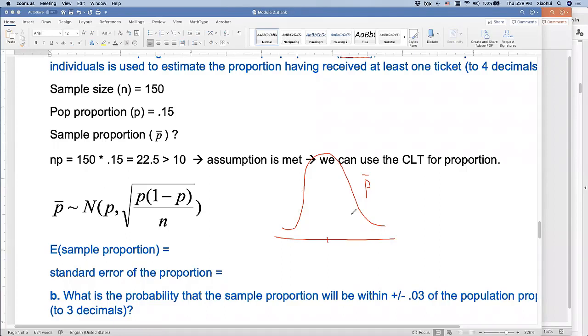And this bell curve, it's just like any bell curve, any normal distribution, it has a center to it. And the center of this bell curve is just gonna be at P. And for our problem, this P is nothing but 0.15. Students get confused because they think, wait a second, this is the center, this is a mean.